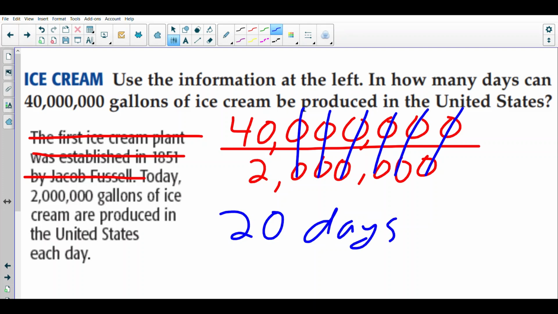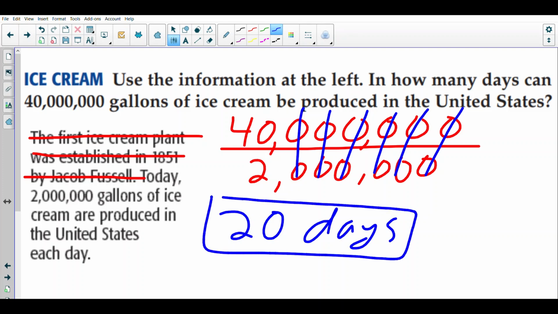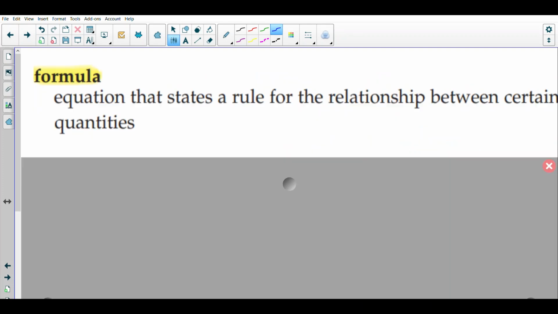And that makes sense, because if you just go down to a basic number, if you had 40 gallons and you have 2 gallons of ice cream, let's just say you eat 2 gallons of ice cream a day, which is a lot, and you'd probably be sick. But if you ate 2 gallons of ice cream a day, it would take 20 days to eat 40 gallons. So it makes sense in this sense that it would take 20 days to create 40 million gallons with 2 million a day.